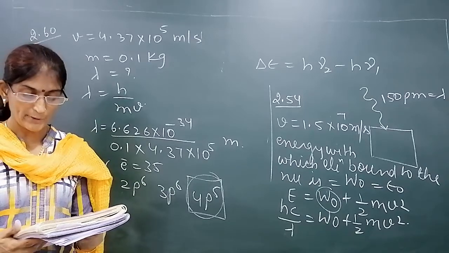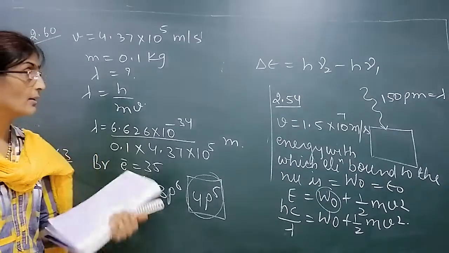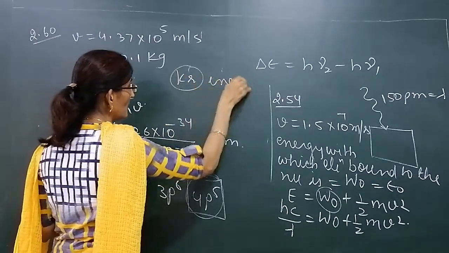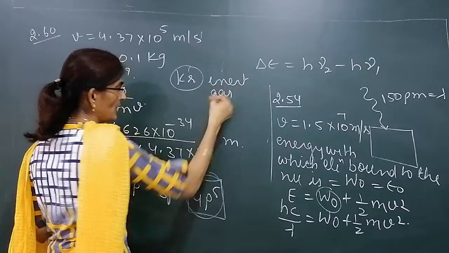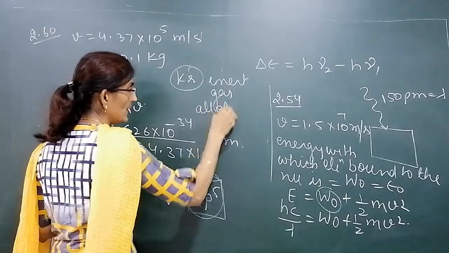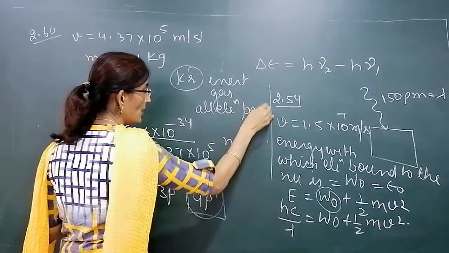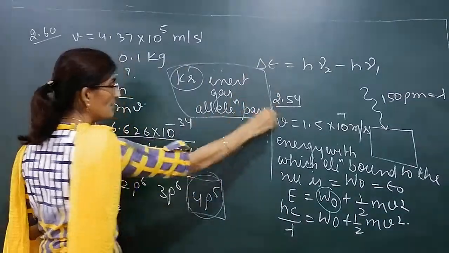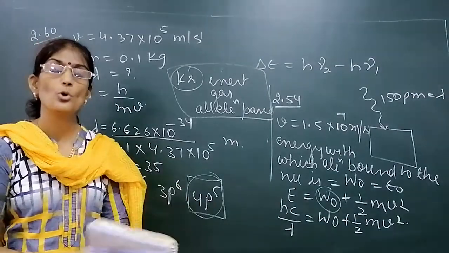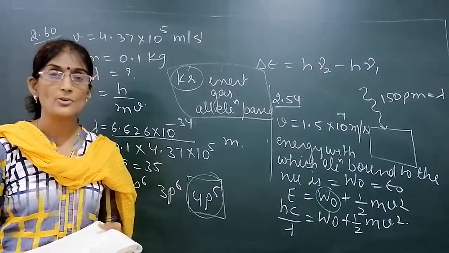How many unpaired electrons are present in krypton? We know that krypton is an inert gas. No need to calculate, or you can write the electronic configuration also. In an inert gas, all electrons are paired. So there is no unpaired electron in krypton. The number of unpaired electrons will be 0. By writing the electronic configuration, you come to know how many unpaired electrons there are.